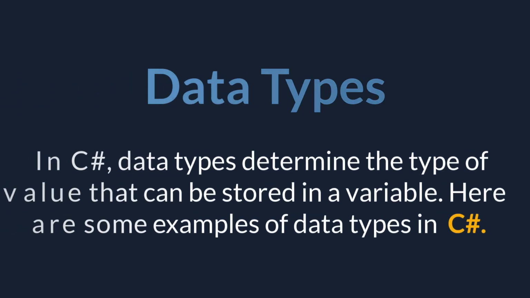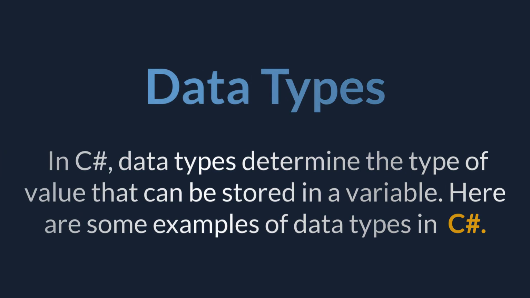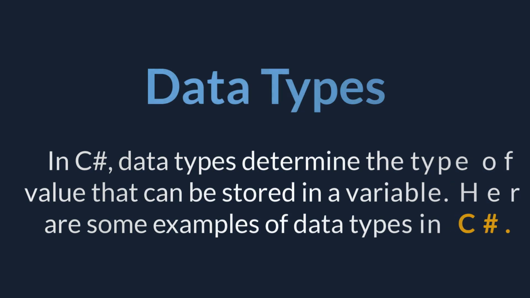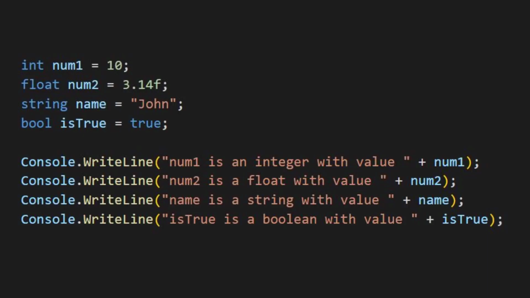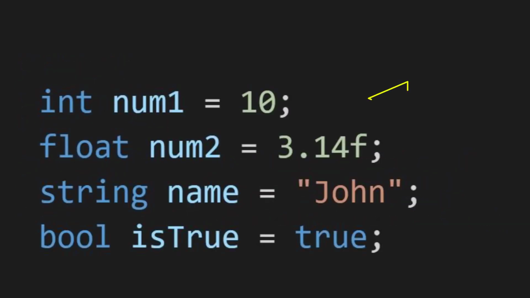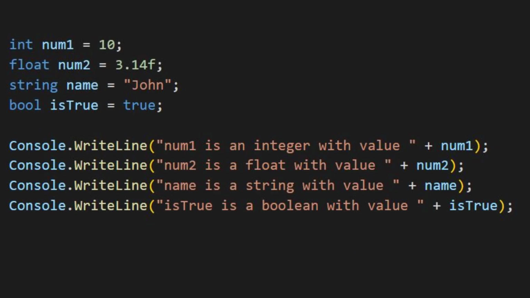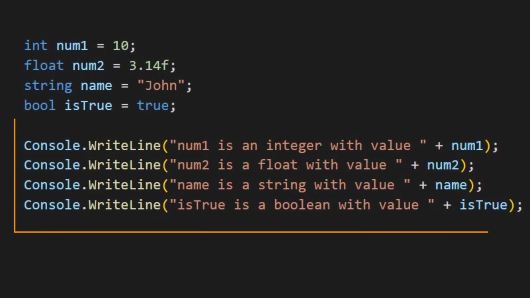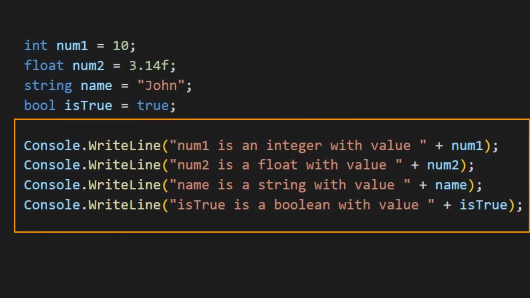Next, let's look at data types. In C#, data types determine the type of value that can be stored in a variable. Here are some examples of data types in C#. As you can see, we have integer, float, string, and boolean data types. Each data type has a different range of values that it can store. We can use these data types to perform calculations or store different types of information.